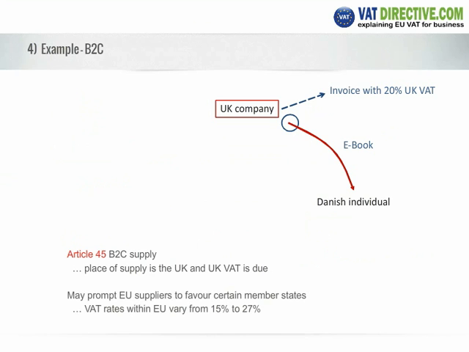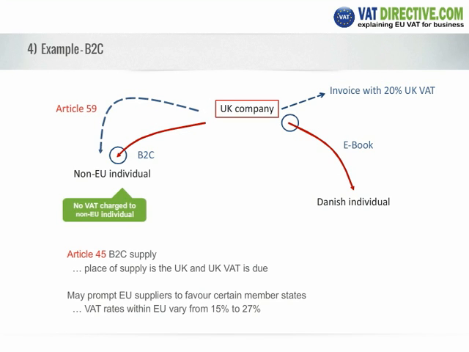Now, before we do, I'd just like to comment on the non-EU individuals who may go to a UK company. Now, when you've got this non-EU individual, initially, that's a B2C supply, Article 45 again. But there's an Article 59 override which shifts the place of supply from the UK, B2C, to where the recipient belongs, so outside the UK. Now that means the UK company would not charge any VAT to a non-EU individual. And that is because of Article 59. Essentially, VAT is a European-based tax.